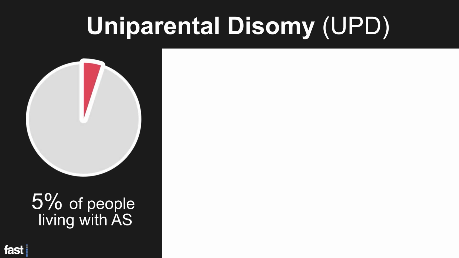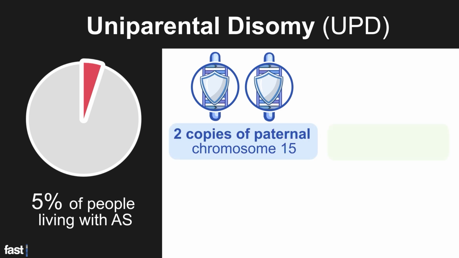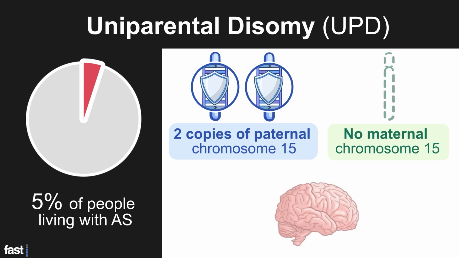Uniparental disomy, or UPD for short, occurs in about 5% of people living with AS. Individuals with this genotype have 2 copies of paternal chromosome 15 and no maternal chromosome 15. Since both paternal copies of the UBE3A gene are turned off in the brain and there is no maternal UBE3A gene, individuals living with UPDAS have no active UBE3A protein in the brain.